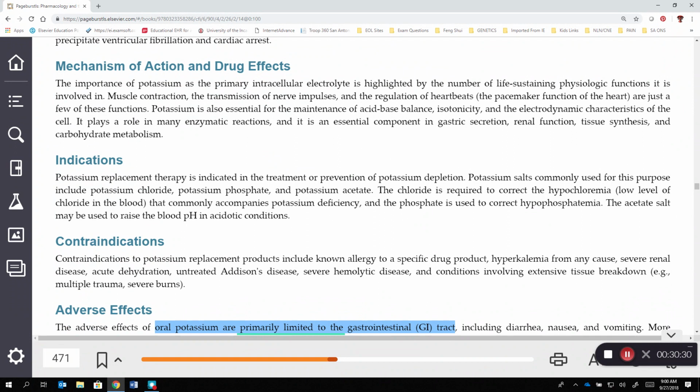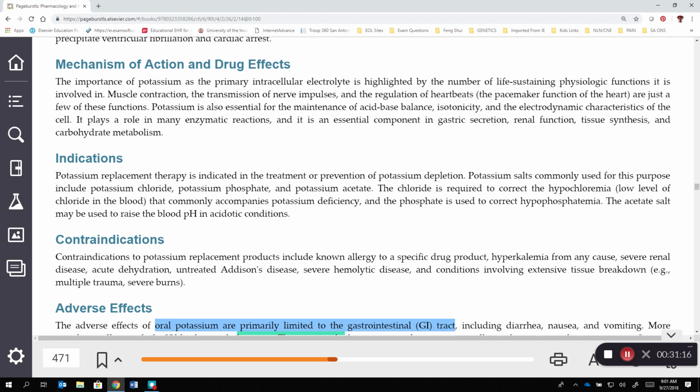So if we're going to give potassium to a patient, what's the mechanism of action? Potassium works on muscle contraction and the transmission of nerve impulses, which we mentioned already. It also plays a role in enzymatic reactions, and it's an essential component in gastric secretion, renal function, tissue synthesis, and carbohydrate metabolism. So when you learn about DKA or HHS, the one that goes with type 2 diabetes, that's similar to DKA, you find out about potassium and that they actually have hyperkalemia with that. And that's all related to carbohydrate metabolism.